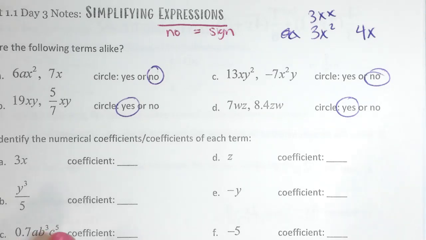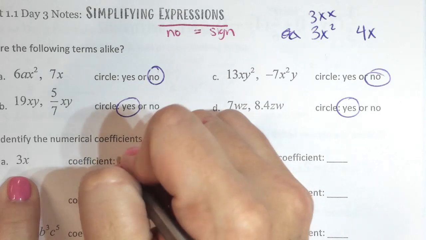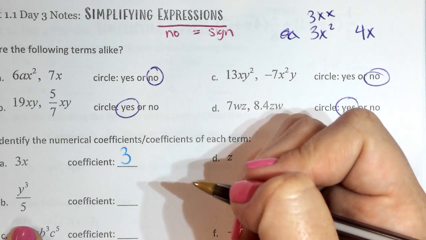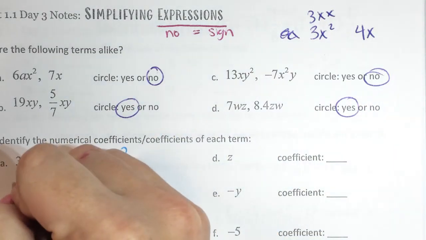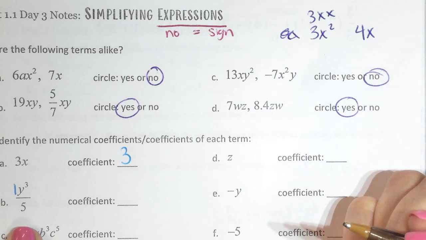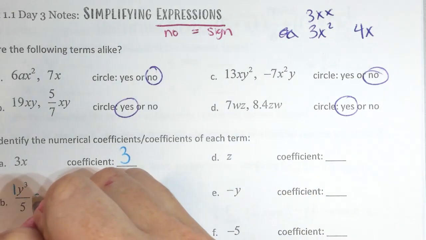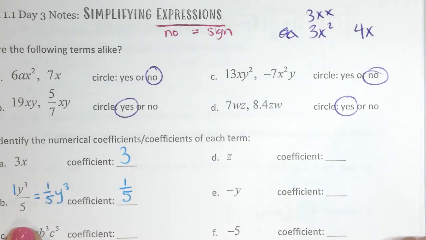Okay, so coefficients. What are coefficients? They're the numbers that go in front of the letters. So what is our coefficient here? This one's kind of tricky. It's not 5. It has a 5 in it. It has a 1 in it. It is 1/5, and the reason is because we can rewrite this as 1/5 y cubed.